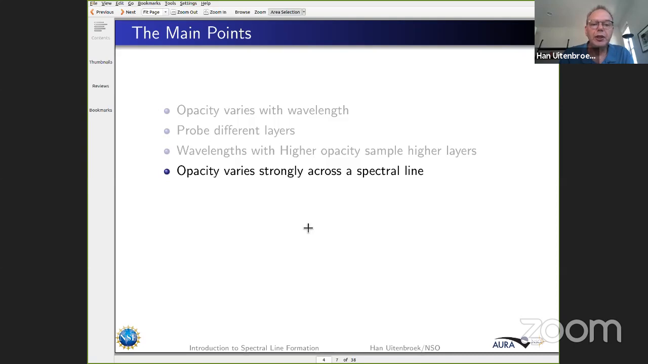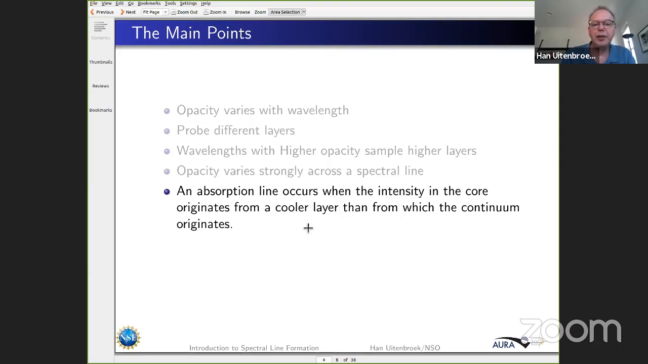Opacities vary strongly across a spectral line, and I'll show you how and why. But this is one of the main points that I would like you to take away. The core of the line, where the opacity is high, forms higher in the atmosphere than the wings and the continuum around the line, which form deeper in the atmosphere, and which provide us information, by photons that escape from those layers, about those deeper layers.